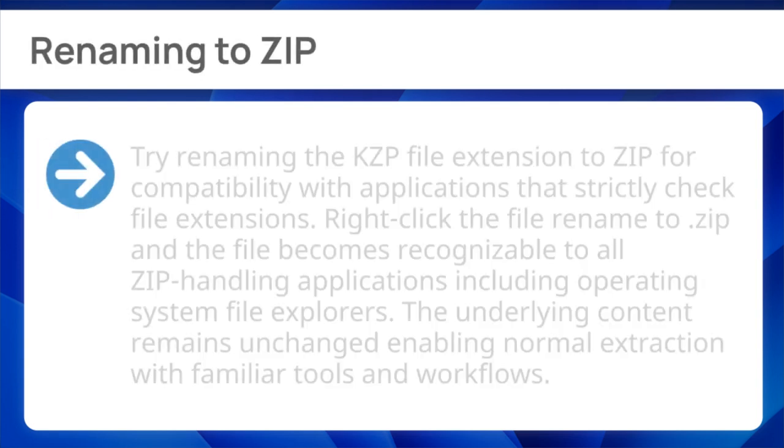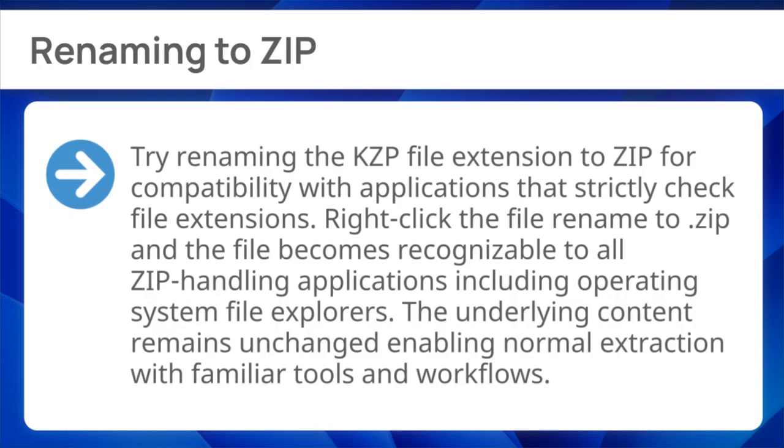Next, renaming to zip. Try renaming the KZP file extension to zip for compatibility with applications that strictly check file extensions. Right-click the file renamed to .zip, and the file becomes recognizable to all zip handling applications, including operating system file explorers. The underlying content remains unchanged, enabling normal extraction with familiar tools and workflows.